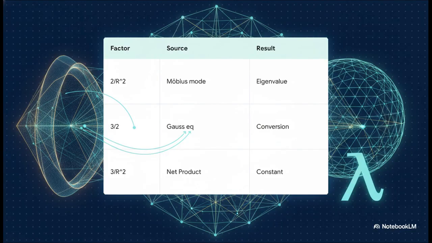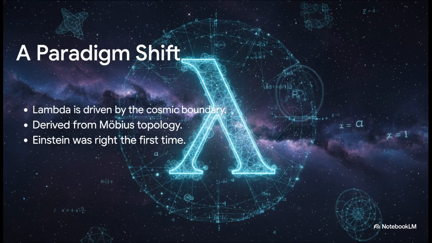And this brilliantly illustrates why all of this complex math actually matters to our understanding of the universe. I mean, how does a 2D surface frequency map to the 3D space we actually live in? We get there through something called the Gauss equation interface. Our topological eigenvalue of 2 over r squared is multiplied by a conversion factor of 3 over 2 from the Gauss equation. The net product of that is exactly 3 over r squared. And get this, in the framework of standard cosmology, 3 over r squared is the precise value of the cosmological constant, lambda. This is a literal paradigm shift.